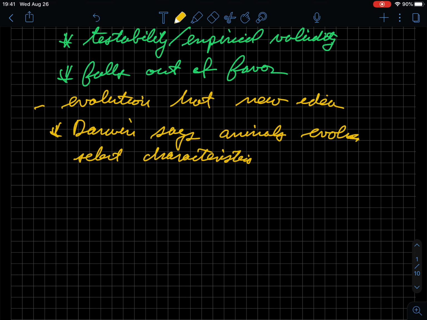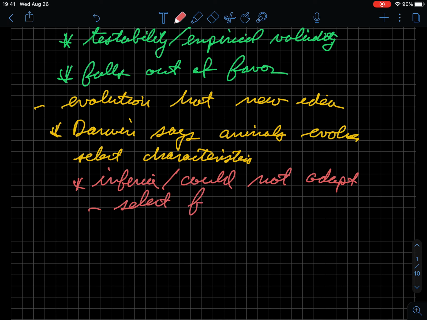And what this suggests then is that maybe there were inferior species that could not adapt in some way, and that select few grow up to survive.